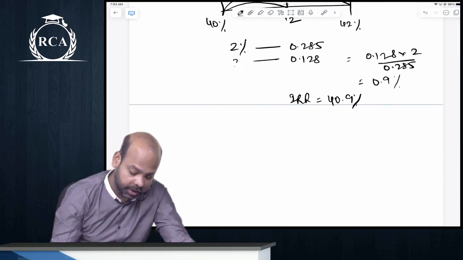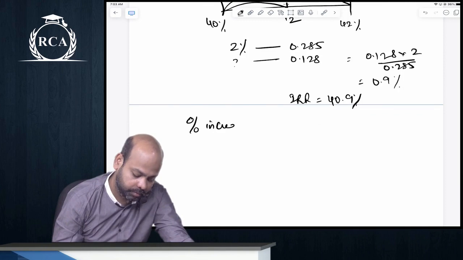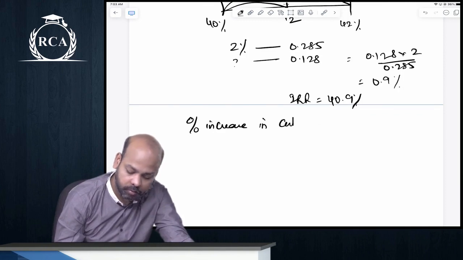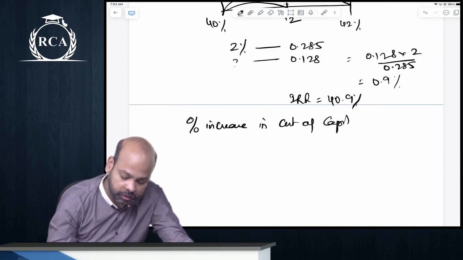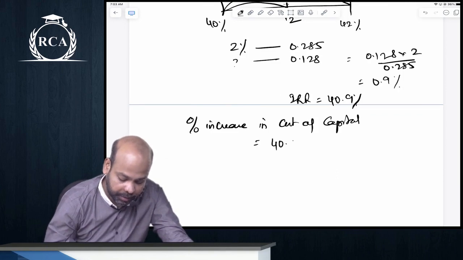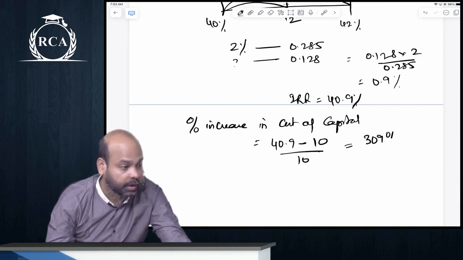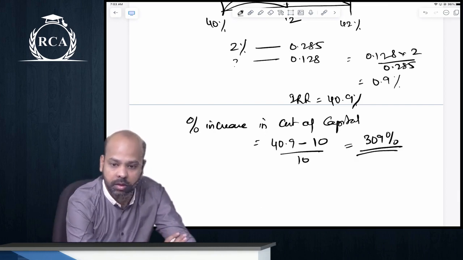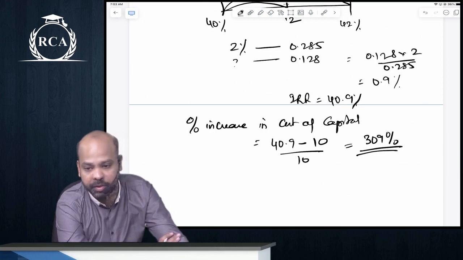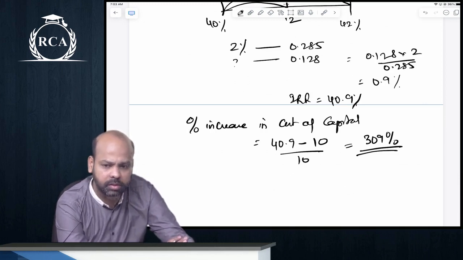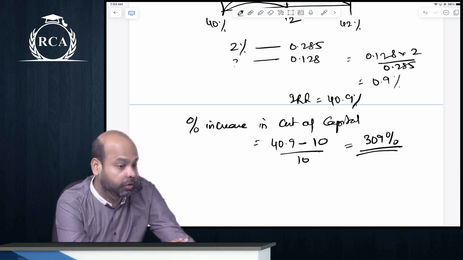What is the percentage increase in cost of capital बेटा? Percentage increase in cost of capital. From 10% it should go to 40.9 beta divided by 10. 309%. कॉस्ट ऑफ कैपिटल में हमेशा ये percentage change बहुत ज्यादा आता है बेटा. So if cost of capital increases by 309% beta, then the NPV will come down to 0.